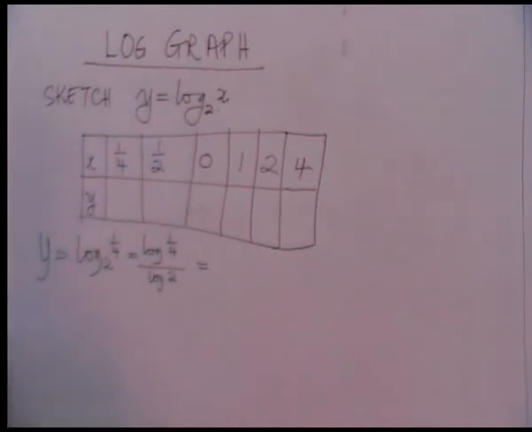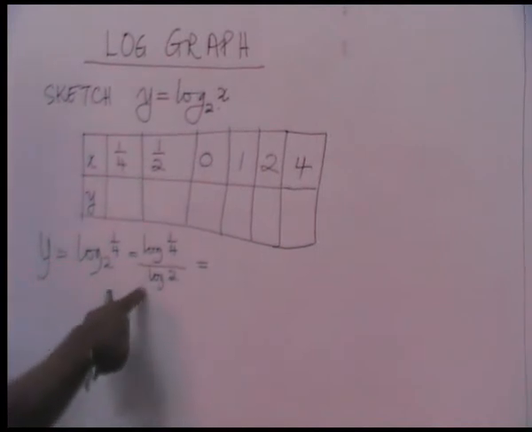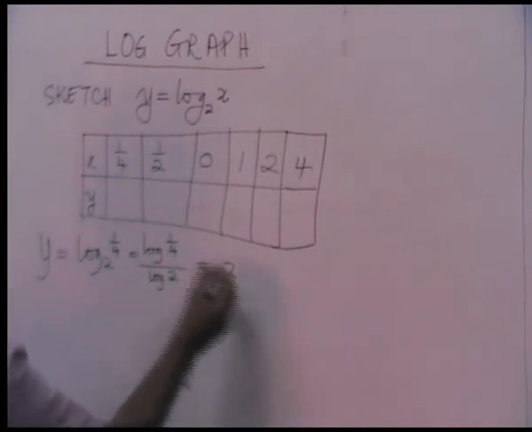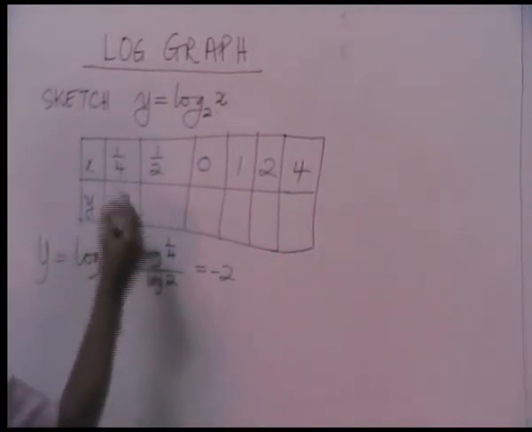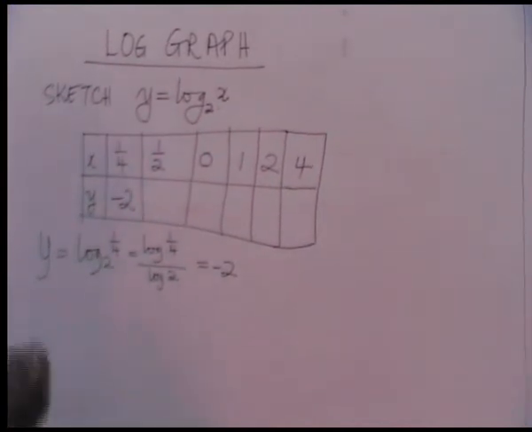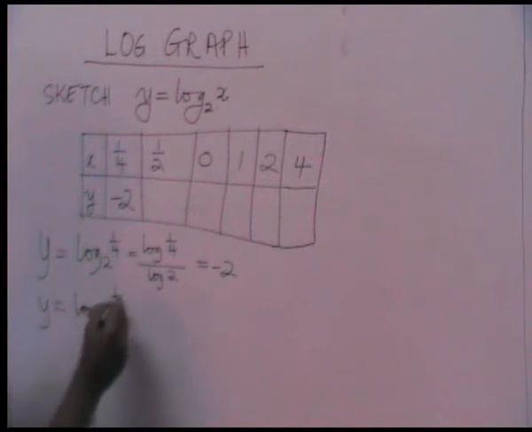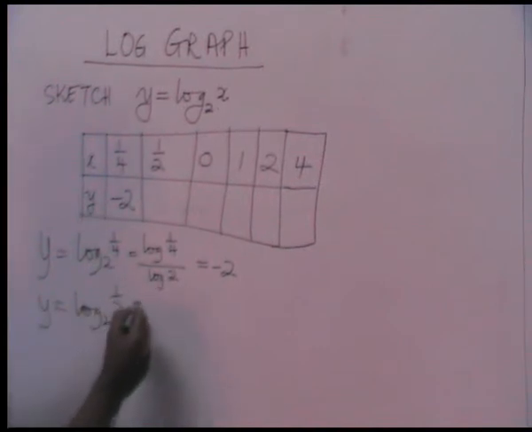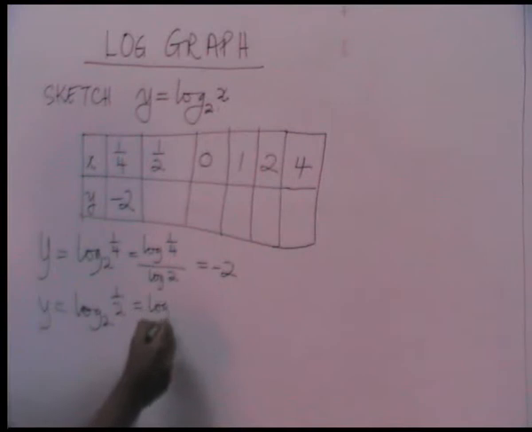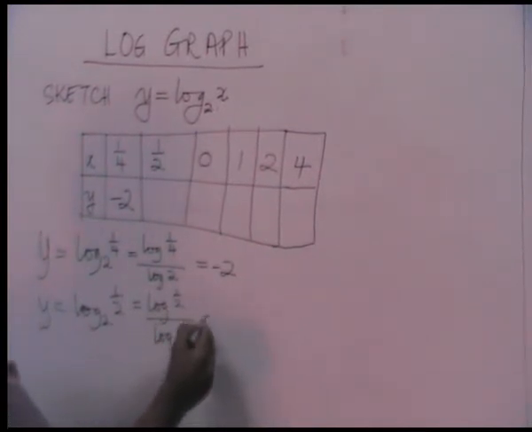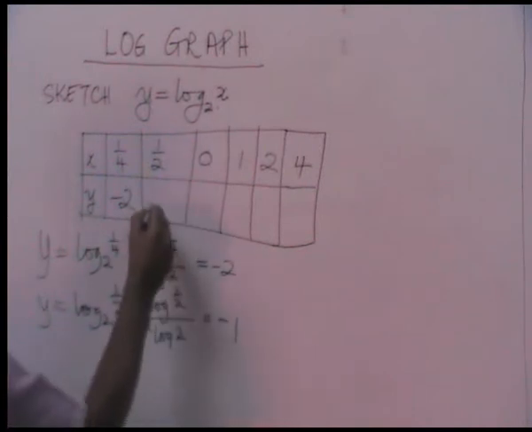And I will get the answer from the calculator, and it will be minus 2. So that becomes minus 2. In the same way, in the next example, y is equal to the log of half to the base 2. You change the base and you end up with minus 1.